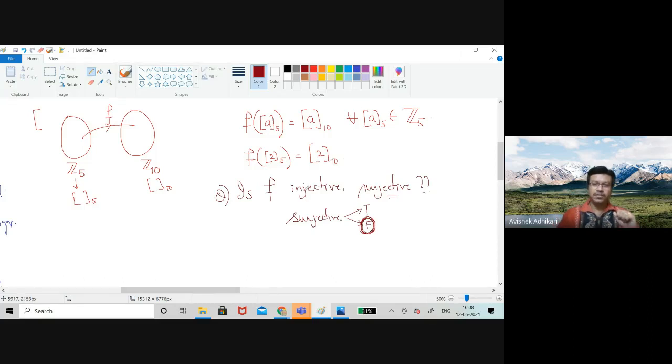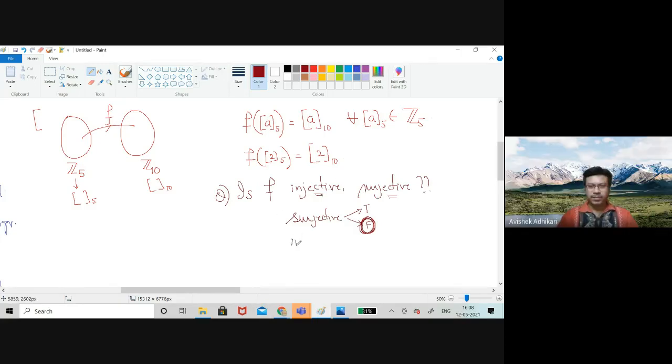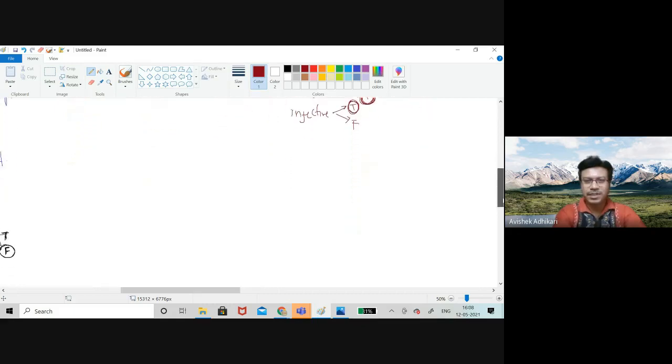Is it injective? Yes, sir. So injective, you all mention that this is true. Everybody agrees with this fact? Any deviation? If not, then let us come to an interesting idea.